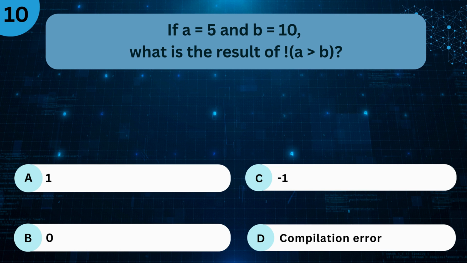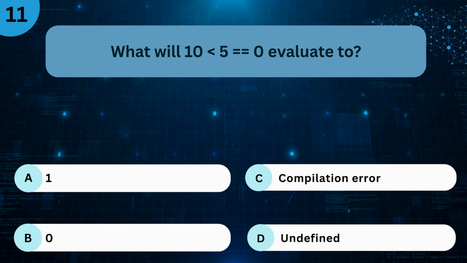A. 1. B. 0. C. -1. D. Compilation error. The right answer is A. 1. What will 10 < 5 == 0 evaluate to?